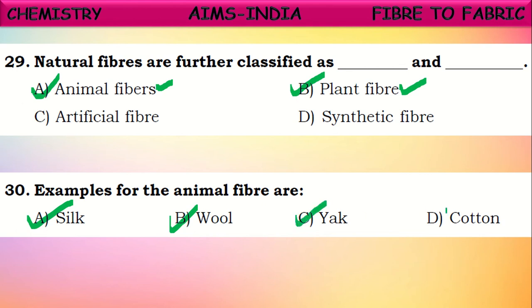But if you see cotton, cotton is derived from cotton plants. So it comes under plant fiber, not an animal fiber. Only these three are the animal fibers. Okay. Next.